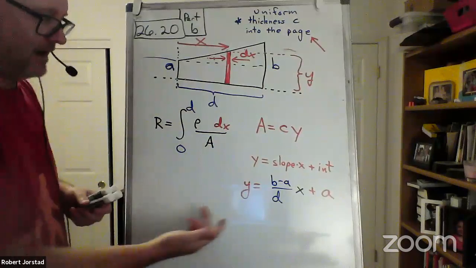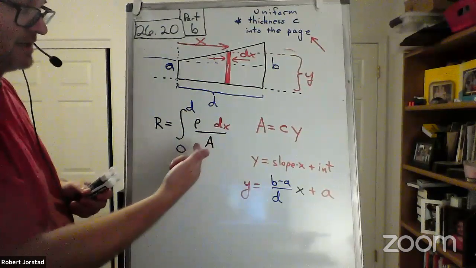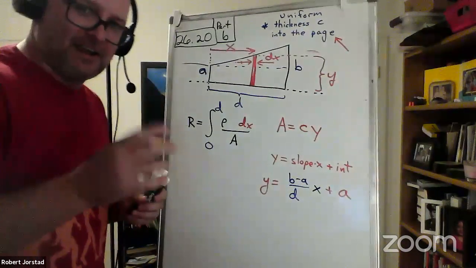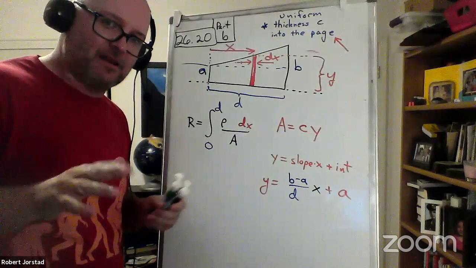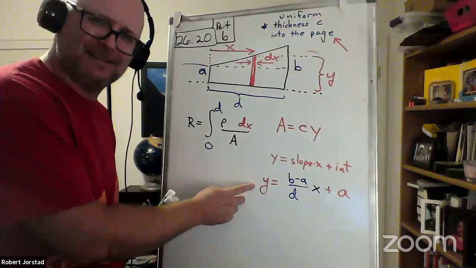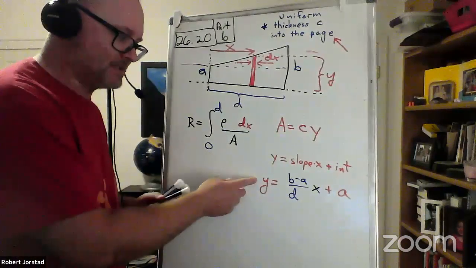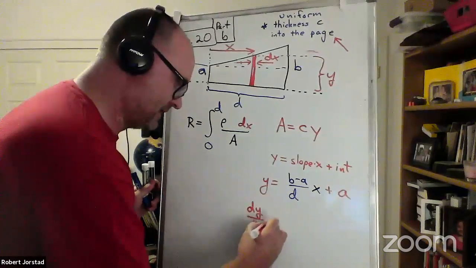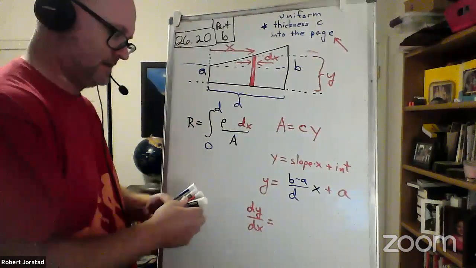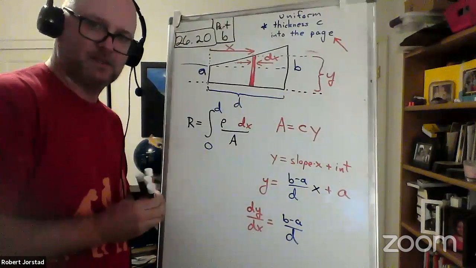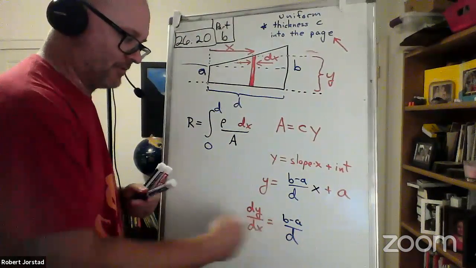All right, so let's take this and shove this into here. Actually, let's not. This is a trick. I know this is going to seem a little bit strange, but I just want to try something. I'm going to take the derivative of this equation. Watch. I want to just see what happens if I take the derivative of this equation. Don't I get dy dx is equal to b minus a over d? Yeah. And can't that be rearranged?